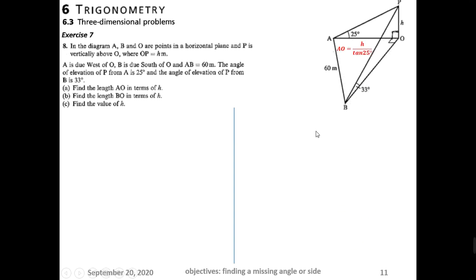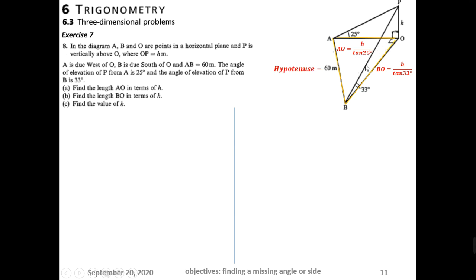So this is the AO, which we found in terms of h, and this is the BO, which we found in terms of h as well. Let's highlight the triangle that is sitting on the floor. The 60 meter here is my hypotenuse because it is right across the 90 degree angle.